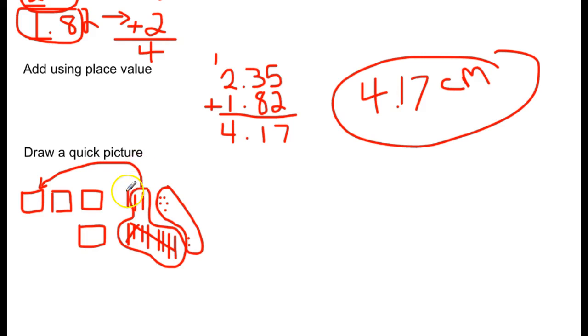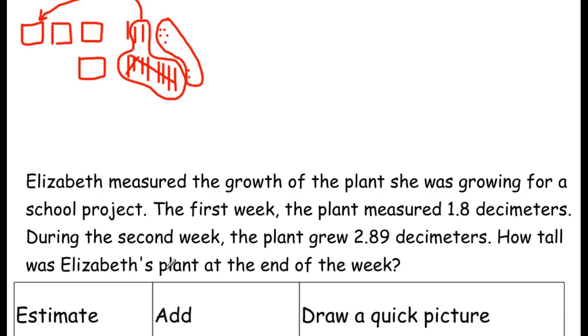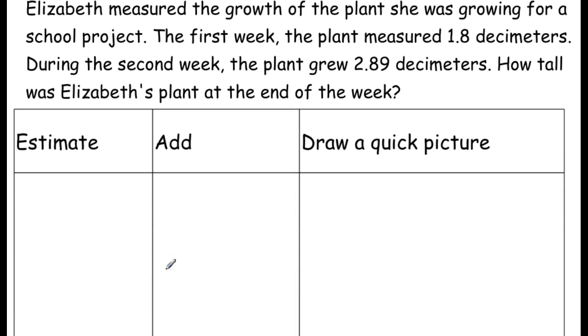How many tenths do I have now? 1. Does that match? It does. Now how many wholes do I have? I have 1, 2, 3, 4 wholes. So I have 4 wholes in 17/100ths. So that is going to be my answer. That is correct. All right, now let's look at one other one really quickly.